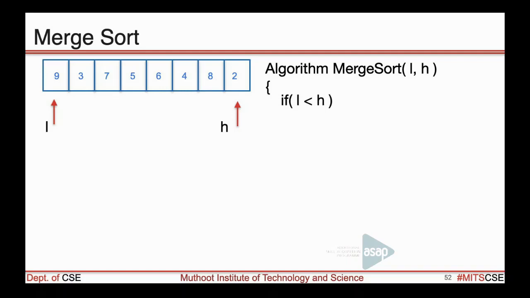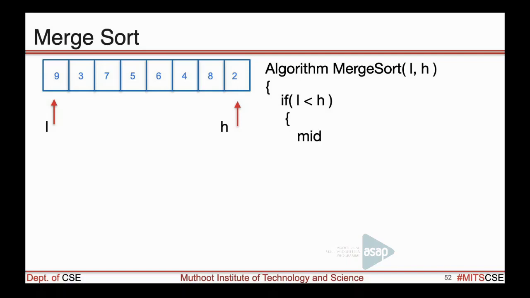We need to check whether it's a small problem or a big problem. For that, I am checking if L is less than H. What is L less than H? I am checking whether the list contains only one element. If the list contains only one element, this list is a simple list and it's sorted. We don't need to do anything. If L is less than H, it means that there is more than one element.